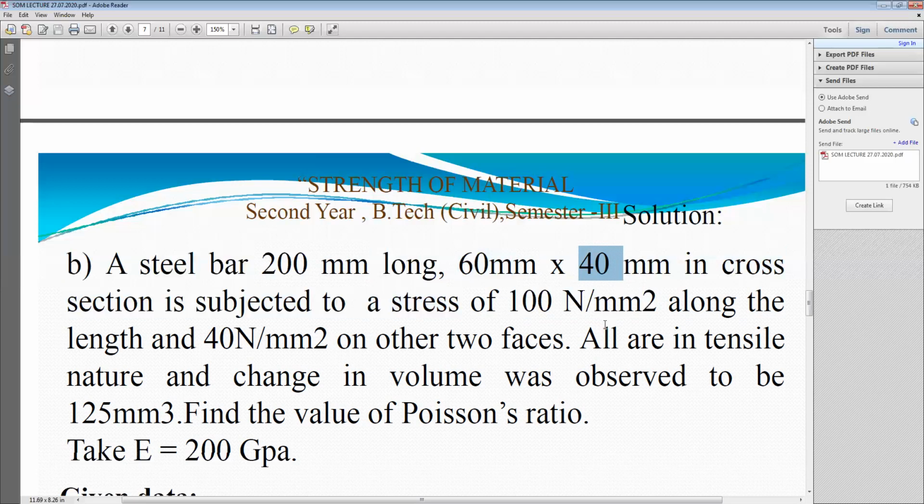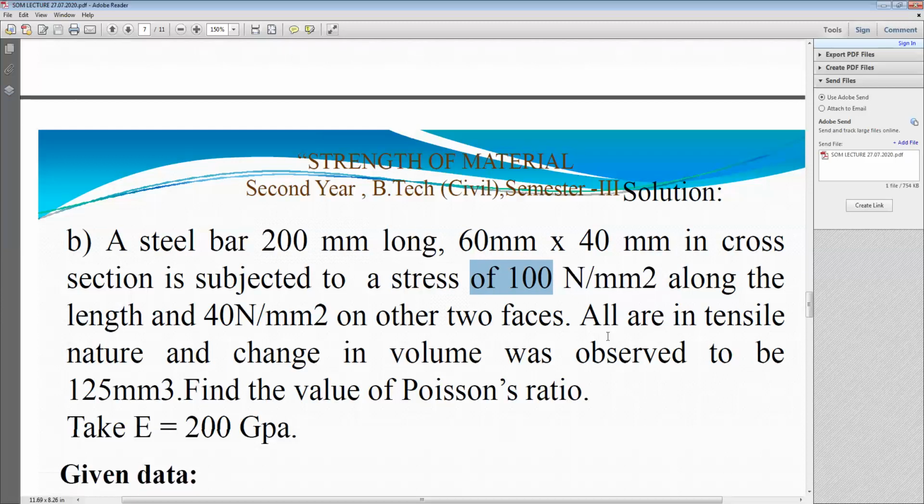Here I would like to take the small d equal to 40, and there is a stress given as 100 Newton per square. The positive nature or the negative nature need not be considered here now. Let us see one by one. So 100 Newton per square is a stress which is acting along the length. Length-oriented stress is considered as 100 Newton per square.